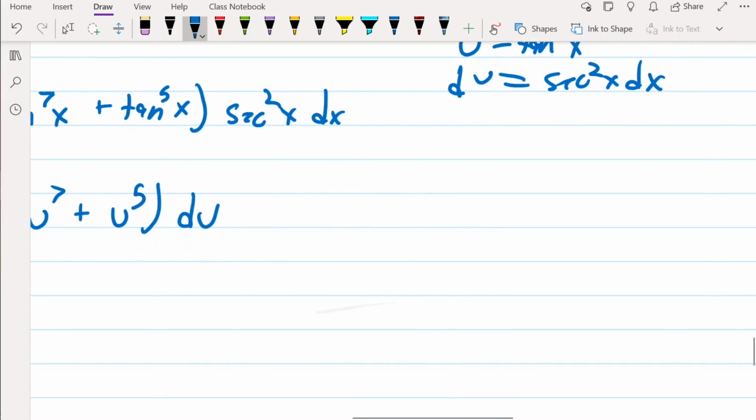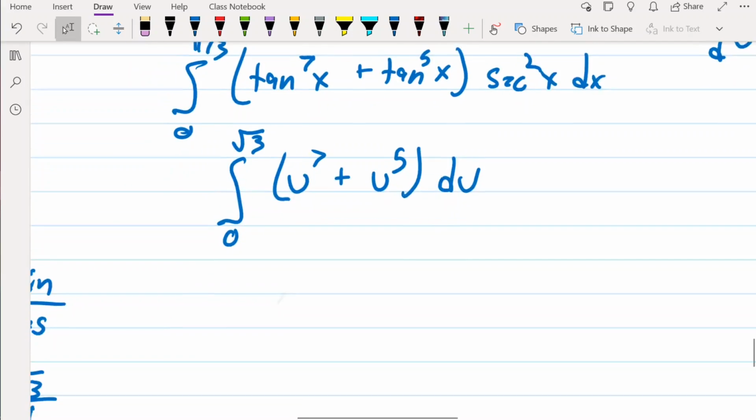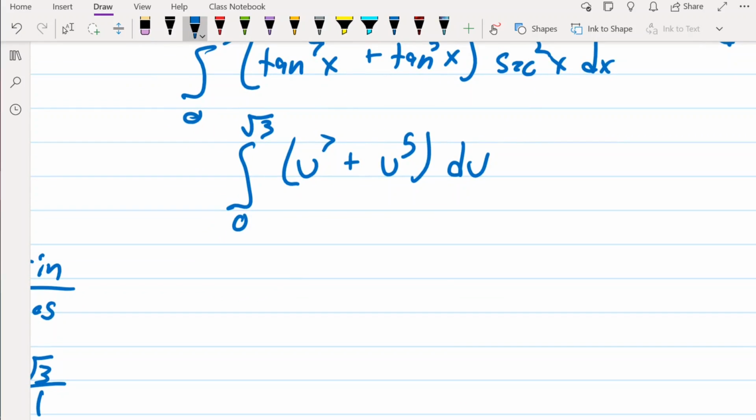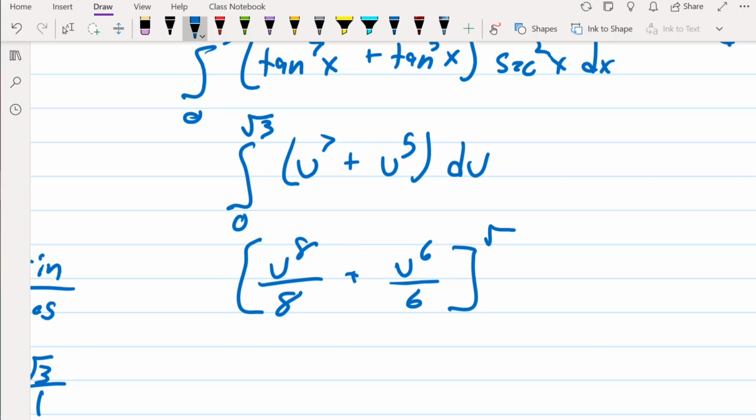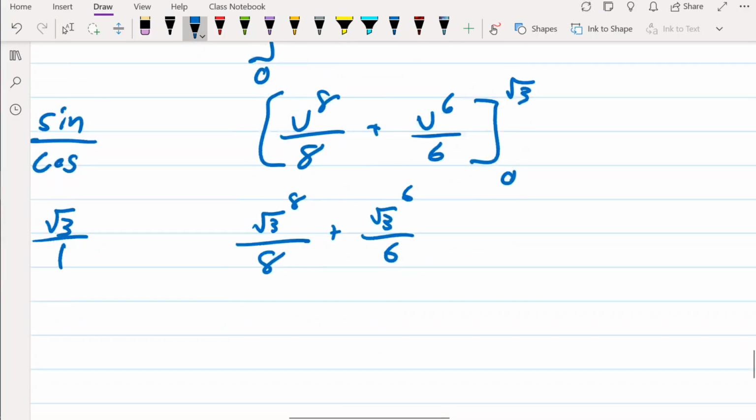So when we substitute that in, we're going to get the bounds from 0 to root 3 of u to the 7th power plus u to the 5th power du. And then we integrate it, so that'll be u to the 8th over 8 plus u to the 6th over 6 from 0 to root 3, which will be root 3 to the 8th power over 8 plus root 3 to the 6th power over 6. And then the rest is going to be 0, because 0 to any power, in this case, is going to be 0.